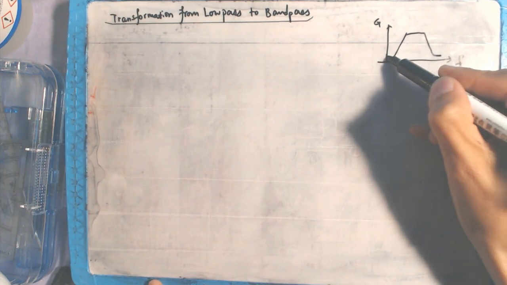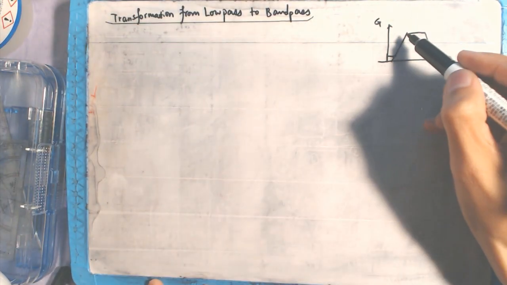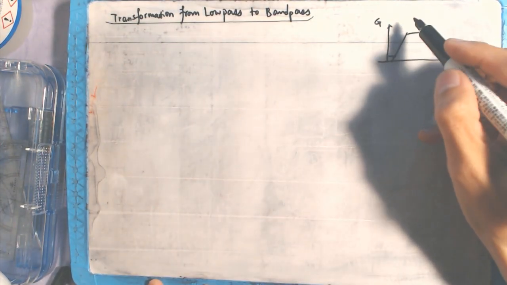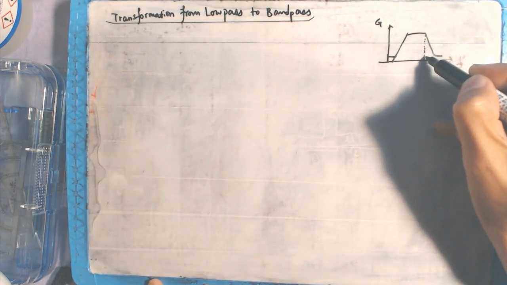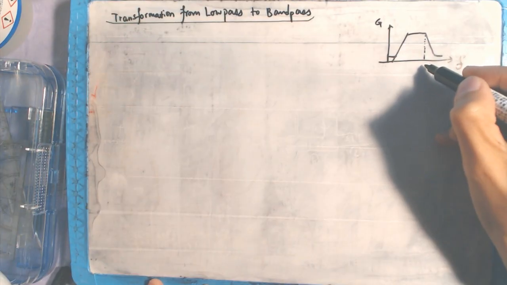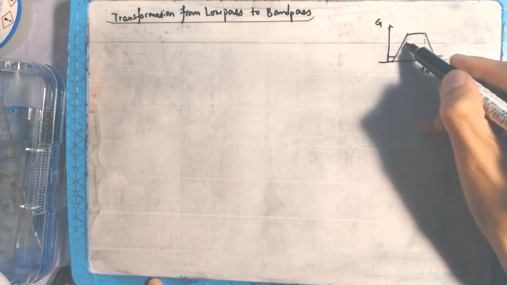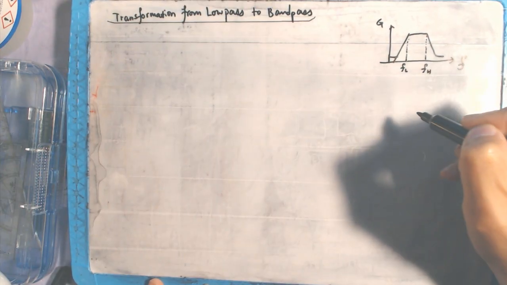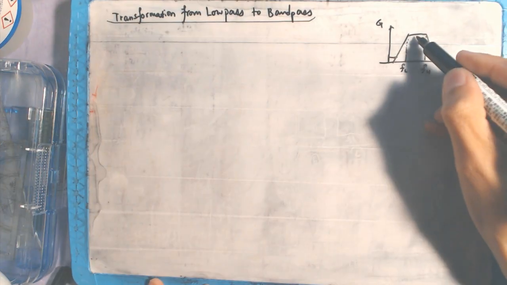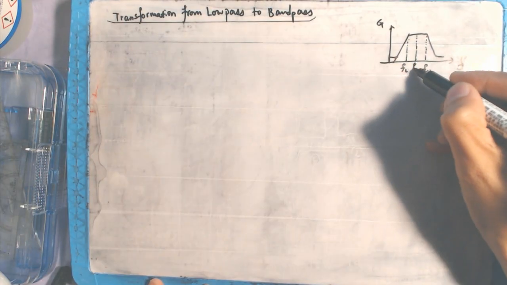So the characteristic of the bandpass filter will end up with a higher frequency. Say for example, this is FH, and this is the lower corner frequency, F of L, and you also have a center frequency, and this is the so-called F naught.